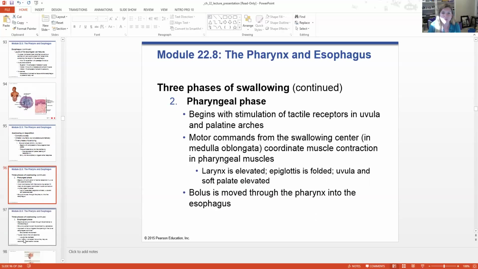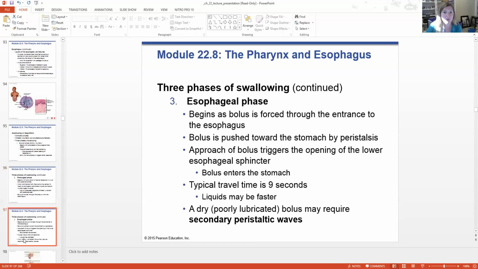The pharyngeal phase is when the uvula and palatine arches sense that the food is there, and the swallowing center, which is in the medulla oblongata, is going to activate and coordinate the peristaltic actions of your pharyngeal muscles and the esophagus. So the bolus is moved through the pharynx down into the esophagus. The larynx is elevated, the epiglottis is folded back, the uvula is elevated and folded forward so that the food is directed where it needs to go, down the esophagus.